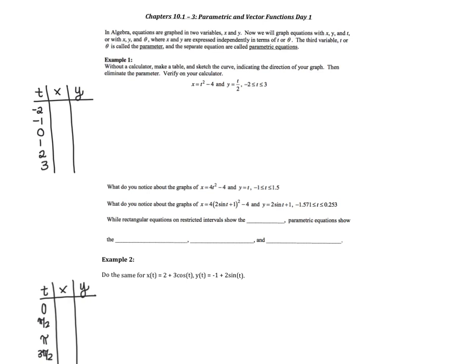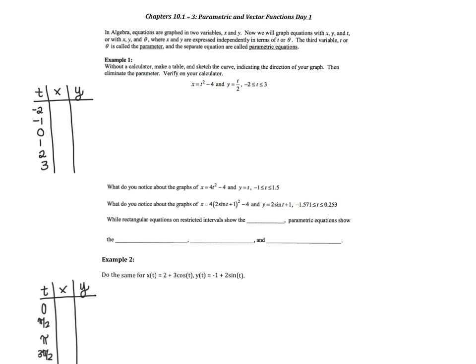So in algebra, equations are generally graphed in 2 variables, x and y. Now what we're looking at is equations that are going to be expressed as functions x and y, which are functions of t or theta. And that t or theta is called the parameter. That third variable is called the parameter. And there are separate equations for x and y that are called parametric equations.